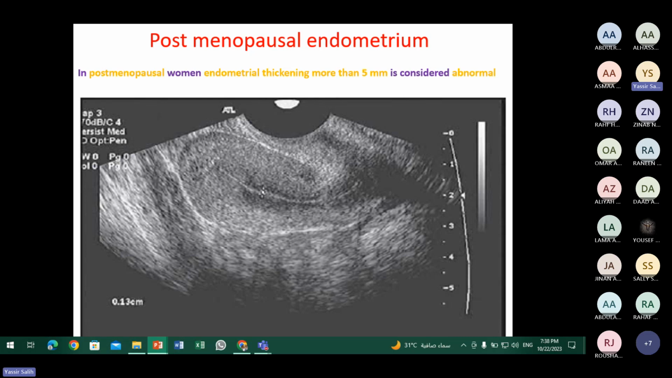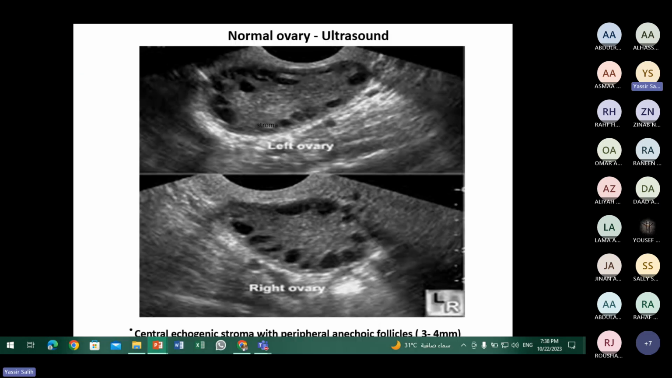You can take a biopsy, D&C, from the endometrium to exclude endometrial carcinoma. This is a normal ovary by transvaginal ultrasound. Look at the normal ovary in the center. These are the follicles arranged in the periphery. The diameter of these follicles ranges between 3 to 4 millimeters.